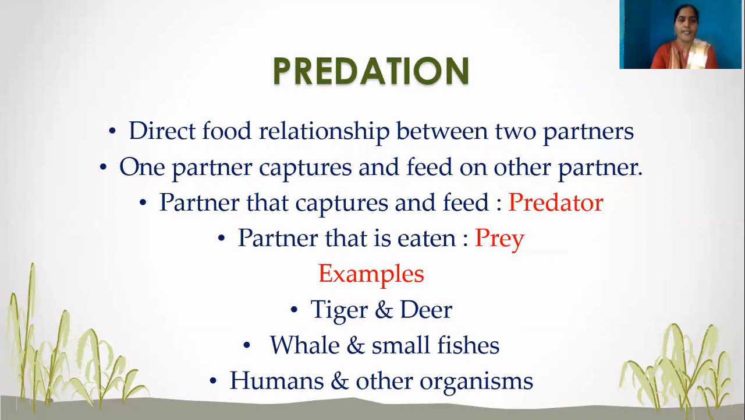Predation is a direct food relationship between two partners. One partner captures and feeds on the other partner. The partner that captures and feeds is called the predator, and the partner which is eaten up by the predator is called the prey. Example, tiger and deer, whale and small fishes, human and other organisms.